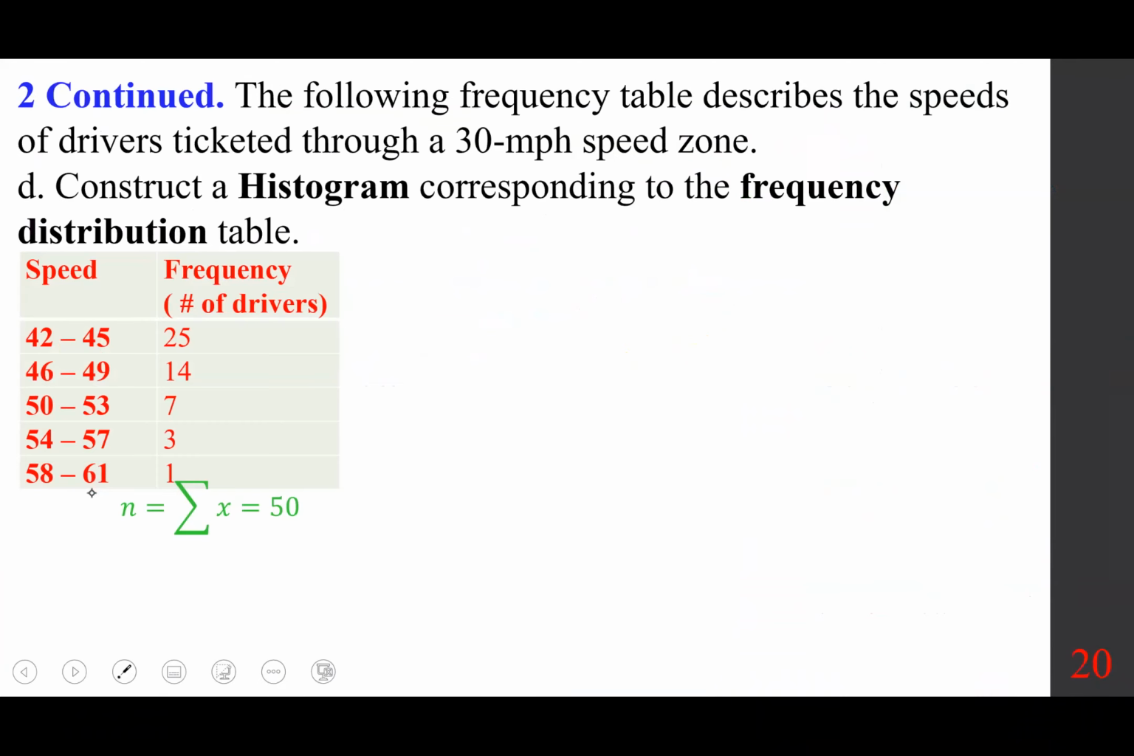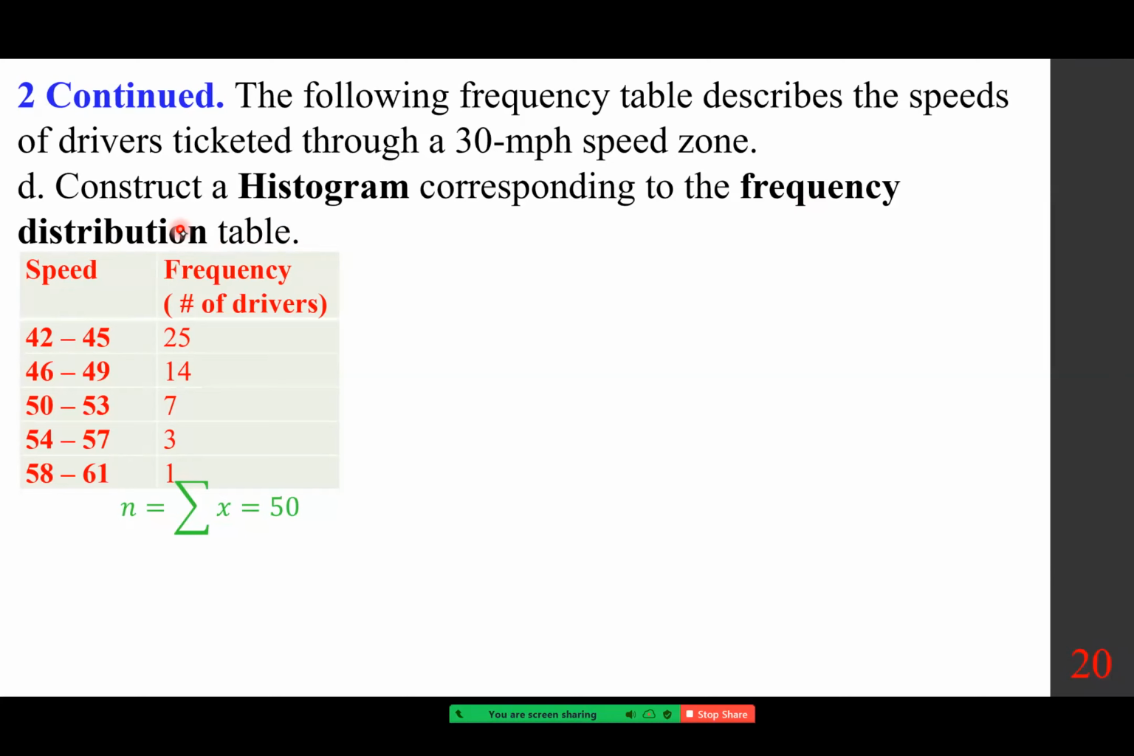All right, we are looking at the same thing. Let's see what we want to do here. So that's the same question, part D. Construct a histogram corresponding to the frequency distribution table. When you construct anything, just pay attention to what they ask us, frequency distribution table or percent frequency, and so forth. You want to be very careful.